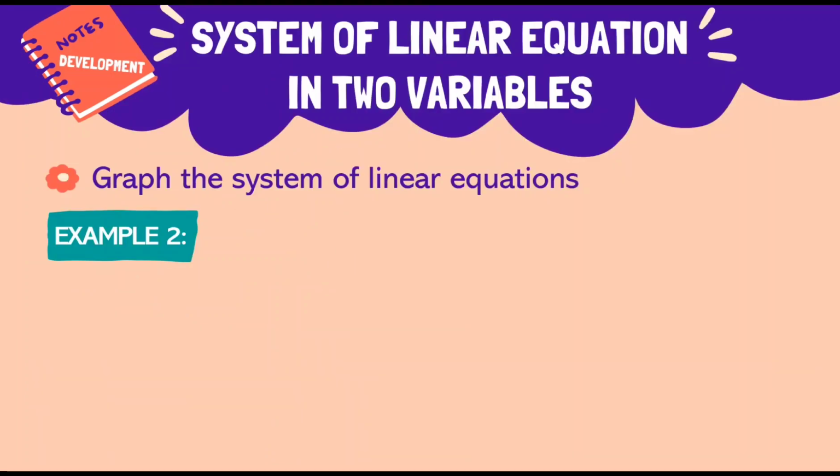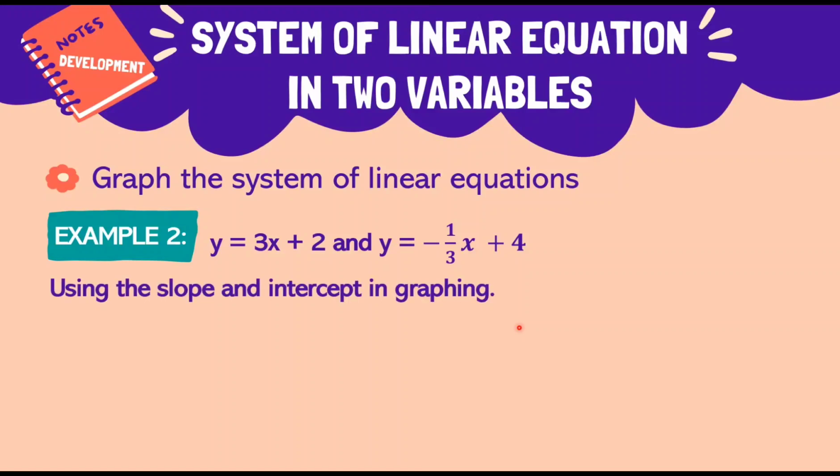Okay, let us proceed to our example number 2. So, our given are y is equal to 3x plus 2 and y is equal to -1/3 x plus 4. So, again, let us graph using the slope and the intercept. So, let us begin with our first equation. So, we have y is equal to 3x plus 2. So, it is already written into slope-intercept form. Kapag ganyan, madali nating makukuha ang slope and y-intercept. So, what will be our slope? So, our slope now is 3.